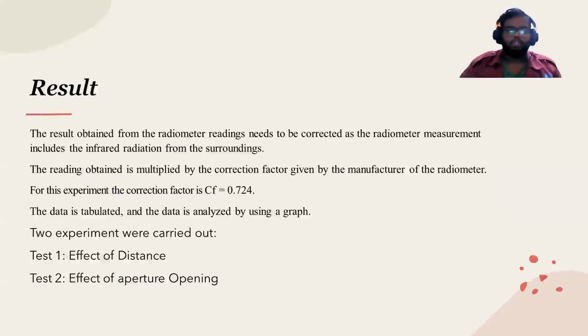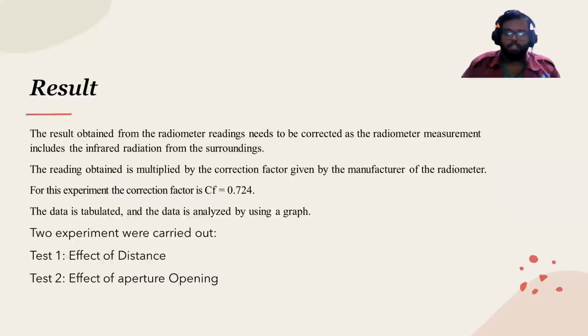This is the result explanation for Experiment Lab 2, thermodynamics lab. The result obtained from the radiometer readings needs to be corrected, as the radiometer measurement includes the infrared radiation from the surrounding. The reading obtained is multiplied by the correction factor given by the manufacturer of the radiometer. For this experiment, the correction factor is CF equals 0.724.